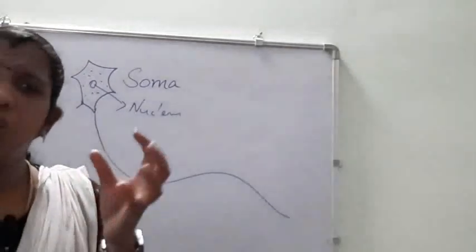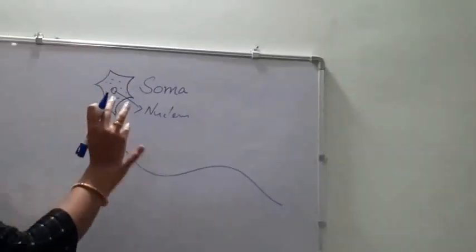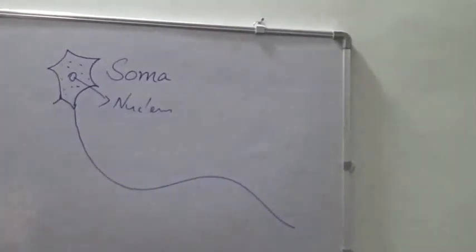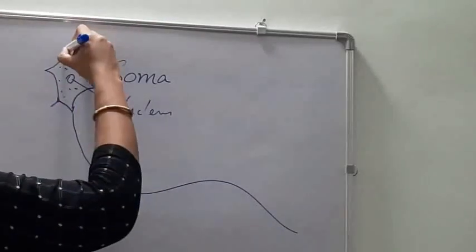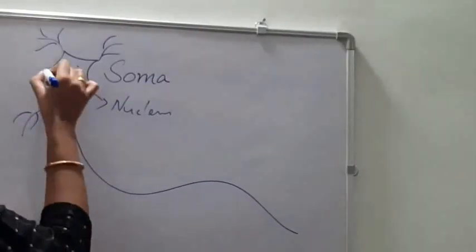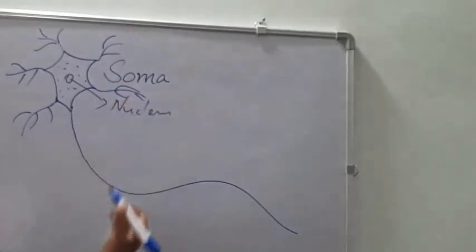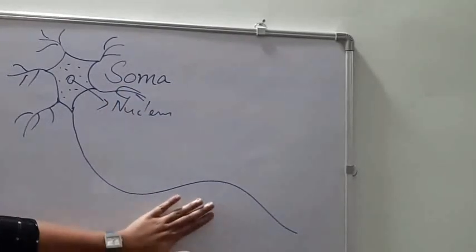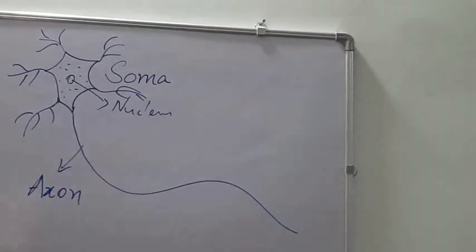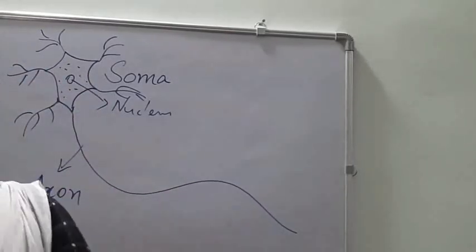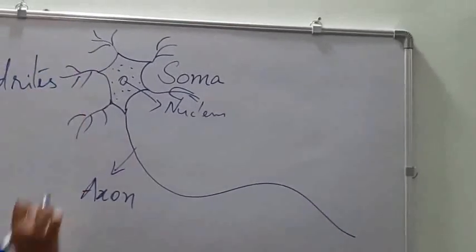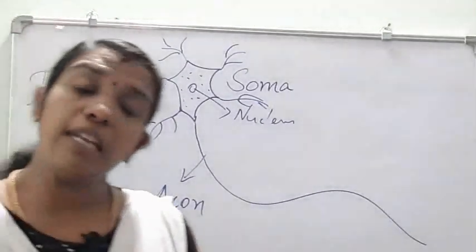Around this nerve cell body, there are also small structures. The axon is the longest structure, and the many small structures on the nerve cell body are known as dendrites. The long structure attached to the nerve cell body is the axon. No doubts: small structures are dendrites and the long structure is the axon. So what is the function of the dendrite and axon?